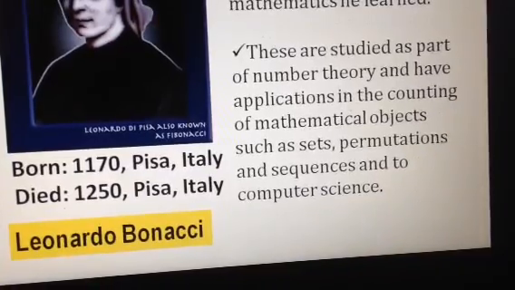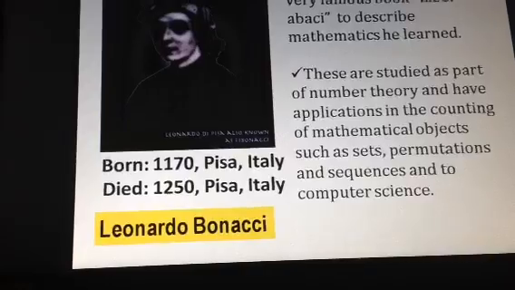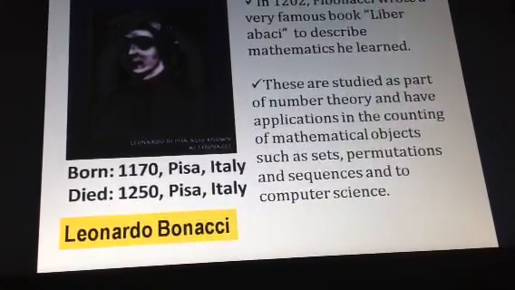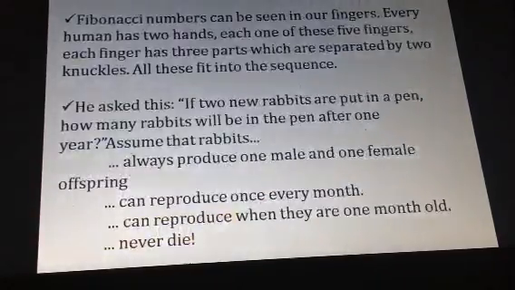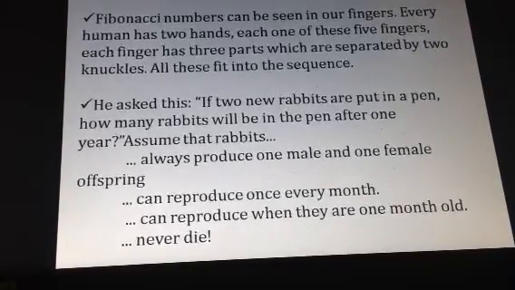These are studied as part of number theory and applications in the counting of mathematical objects such as sets, permutations, and sequences, and in computer sciences. Fibonacci numbers can also be seen in our fingers.